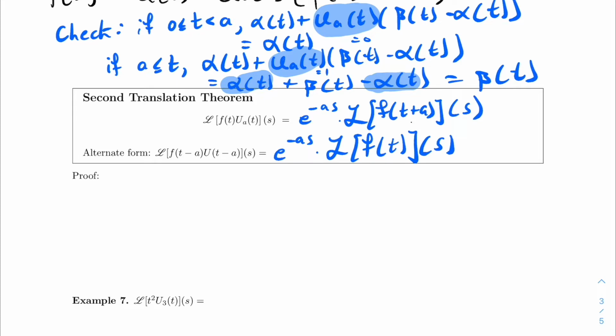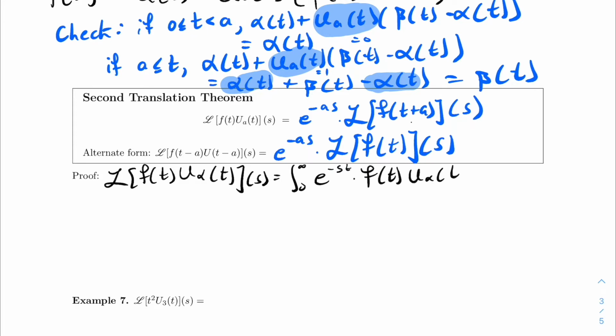All right, so where the heck is this coming from? Let's just do, we won't do the alternative form, we'll just do this guy. This guy is equal to, by definition, the integral from 0 to infinity of e to the negative st times f of t times u alpha of t dt. So this is either equal to 0 or 1, depending on if t is bigger or less than a.